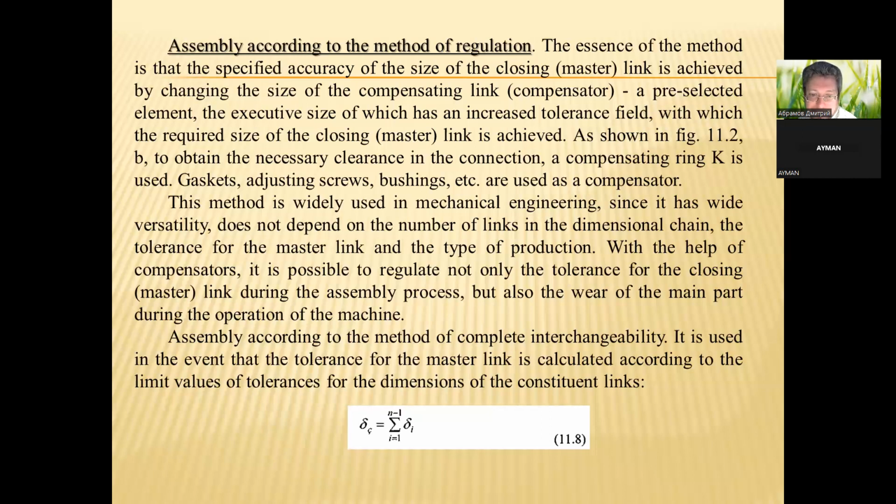Assembly according to the method of complete interchangeability is used in the event that the tolerance for the master link is calculated according to the limit values of tolerances for the dimensions of the constituent links. We use formula 11.8. Write down this formula.